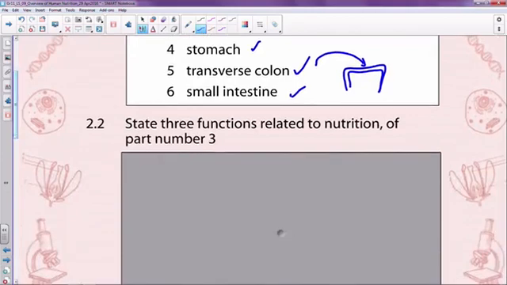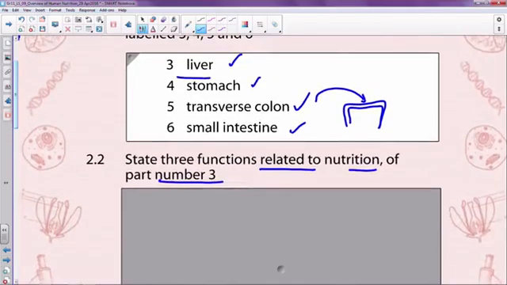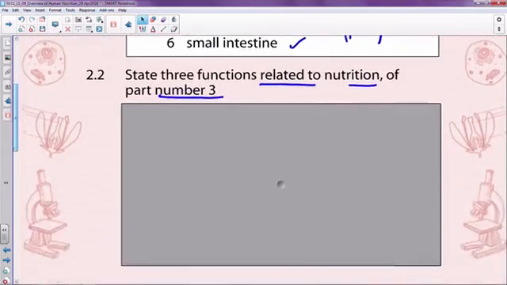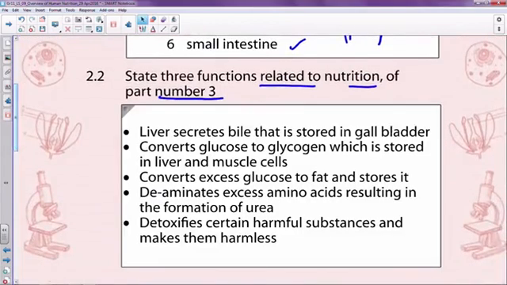State 3 functions related to the nutrition of part number 3. And if you go back, part number 3 was the liver. So let's look at 3 functions of the liver. Very important organ in the body. Let's look at why. So guys, firstly, the liver secretes bile, and bile is an important salt that helps in the emulsification of fat. So in the digestion of fats, we need bile that is produced by the liver, and that bile is stored in the gallbladder.